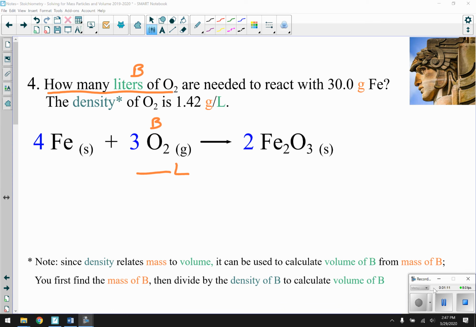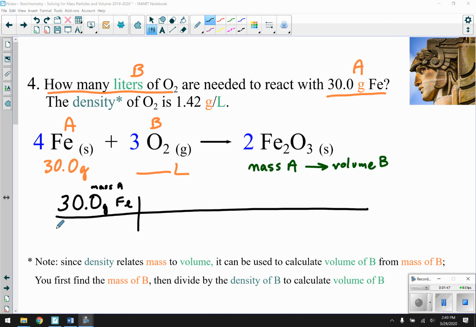Well, let's go on. "...are needed to react with 30 grams of iron." So again, iron is A. I'm going to mark that as A, and put 30.0 grams. Going through the next step of our problem-solving process, we're starting out with mass of A, and we want to find the volume of B. And since we're starting out with mass of A, the setup's going to start out very similarly to how it's been done in the past.